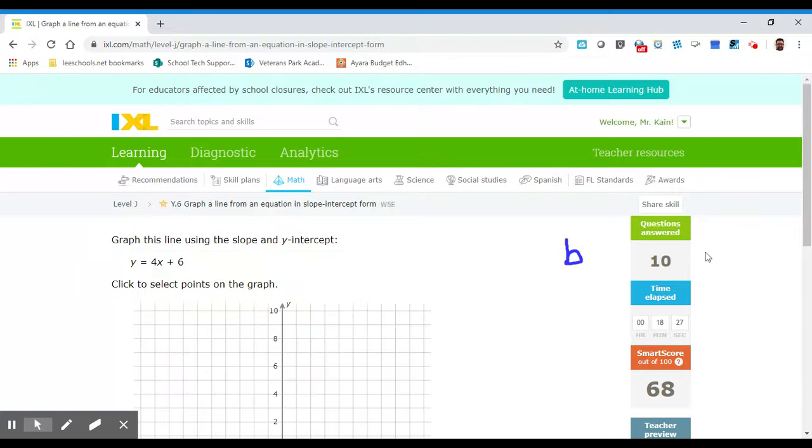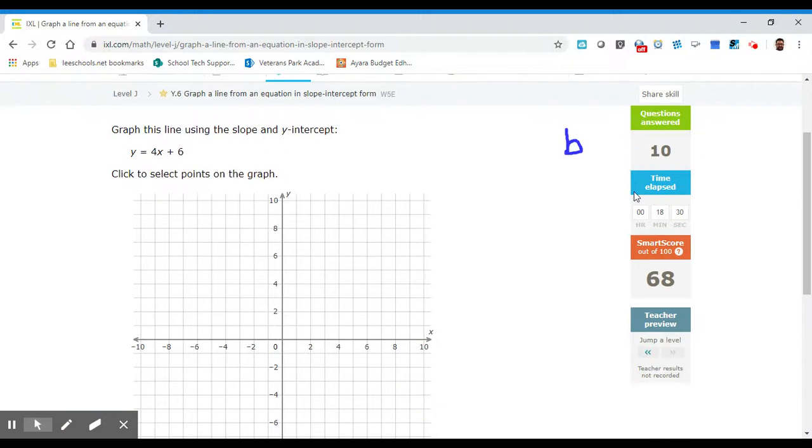And let's do one more. So we have a y-intercept of 6, and we have a slope of 4, or 4 over 1. So we're going to go 1, 2, 3, 4 over 1, and click it.